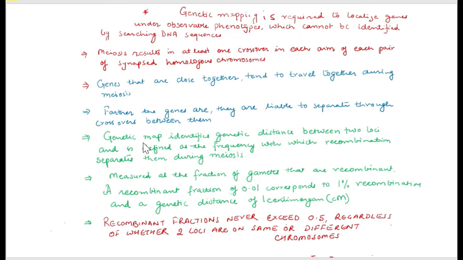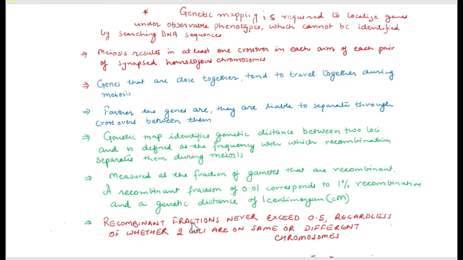Genetic mapping was required to localize genes under an observable phenotype, which we already discussed. Meiosis results in at least one crossover in each arm of each pair of synapsed homologous chromosomes. Genes that are close together tend to travel together during meiosis. The farther apart genes are, the more liable they are to separate through crossovers between them. A genetic map identifies the genetic distance between two loci, defined as the frequency with which recombination separates them during meiosis. This is measured as the fraction of gametes that are recombinant. A recombination fraction of 0.01 corresponds to 1% recombination and a genetic distance of 1 centimorgan.